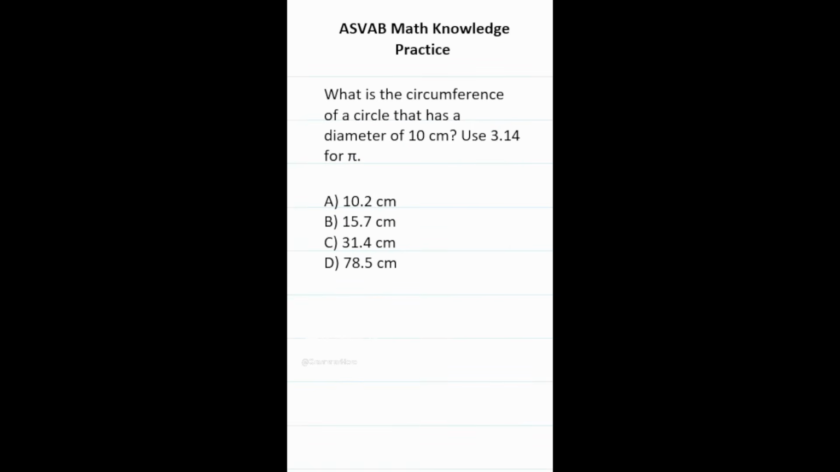This ASVAB PiCAT math knowledge practice test question says, what is the circumference of a circle that has a diameter of 10 centimeters? Use 3.14 for pi. So for circumference, you have to know one of two formulas. Circumference is either going to be found by using pi times diameter, or it's going to be 2 pi r, where r stands for radius, of course. We were given diameter, so we're going to use this first formula. Circumference equals pi. The diameter, according to the problem, is 10. So this becomes 3.14 times 10.